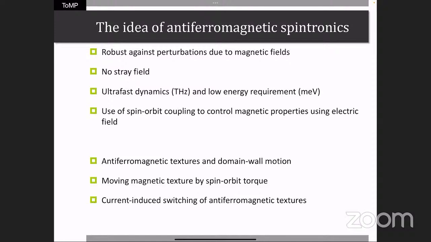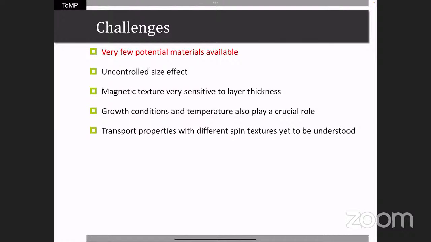So what are the challenges remaining in front of us? The first challenge is very few potential materials are available, and my presentation would focus mainly on that part. The other things are uncontrolled size effects. We don't know exactly what size of the system gives what kind of effect. Magnetic textures are also very sensitive to layer thickness, and we have so far no way to control that. The growth condition plays a crucial role, and the transport properties in these textures are yet to be understood. That's important for realizing antiferromagnetic spintronics.